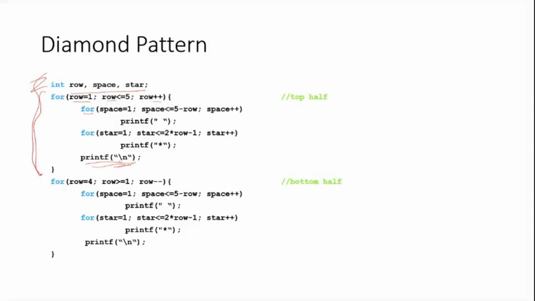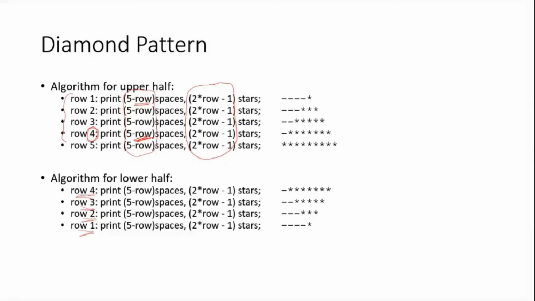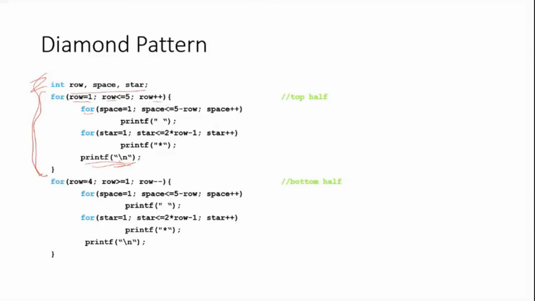In the bottom half, the first row will be row 4. See, the first row is row 4, then row 3, 2, 1. That is the reverse of this one. So what we do is initialize row to 4, and check whether row is greater than or equal to 1. Then we decrease the row by 1 in each of the iterations.